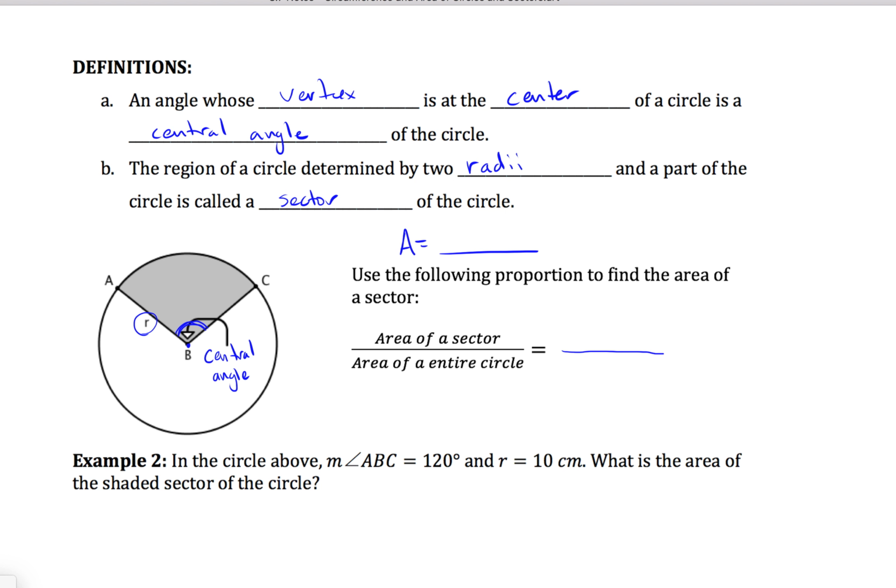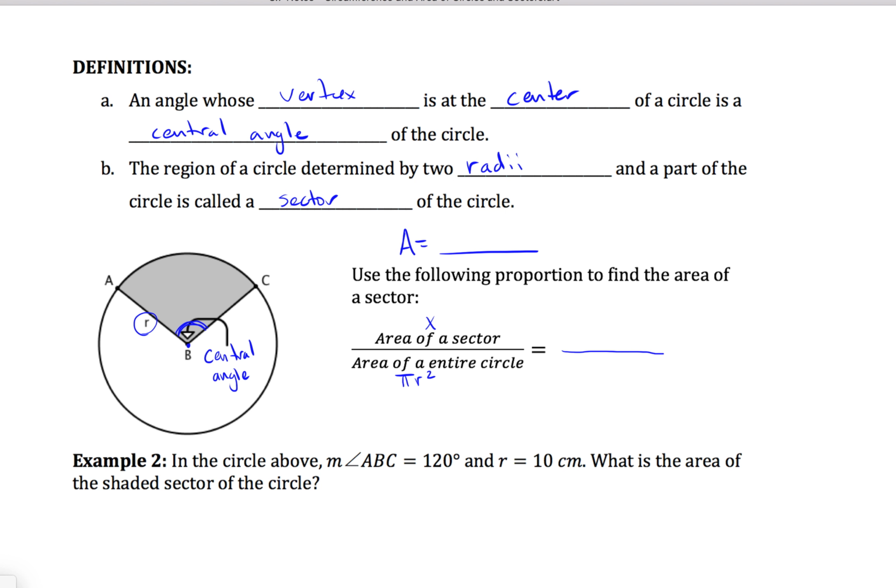So we know that if we're using this proportion to find the area of a sector, we're not going to know this right off the bat. So you're probably going to put an A or an X there to indicate that you don't know this. To find the area of the entire circle, that's why we need to know the radius, because we're going to do pi r squared right there.